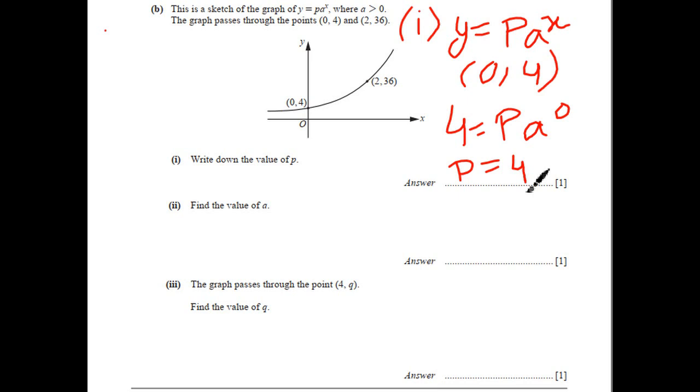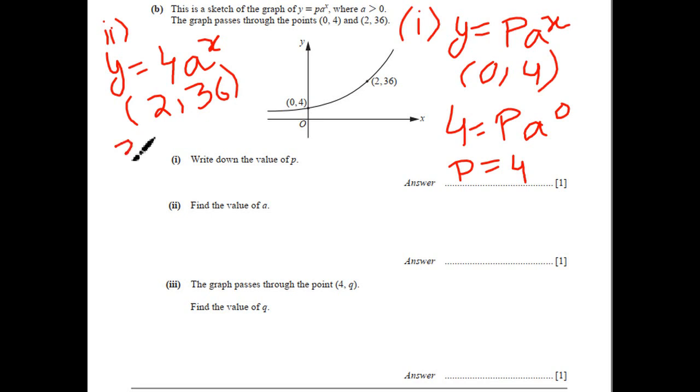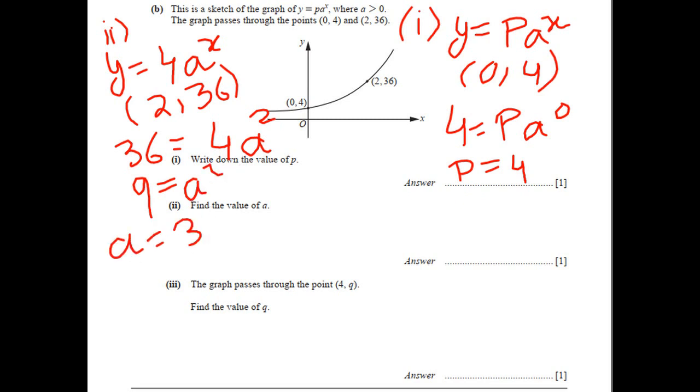Next, find the value of a. So for part 2, now the equation can be rewritten as y equals 4a^x. Now I may use (2, 36). So y is 36 equals 4a^2. So 36 divided by 4 is 9. 9 equals a squared. a will be plus or minus 3, but we're only going to use positive 3 because the question says a is greater than 0. So a equals 3.